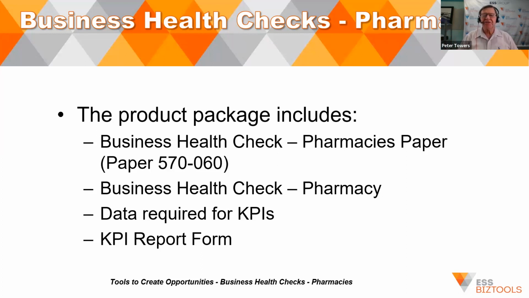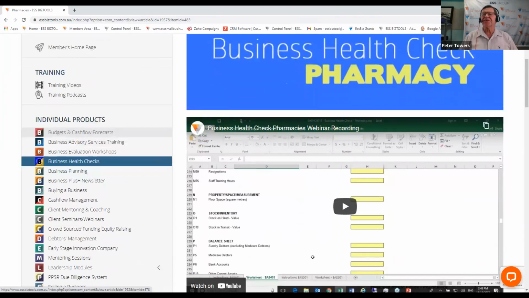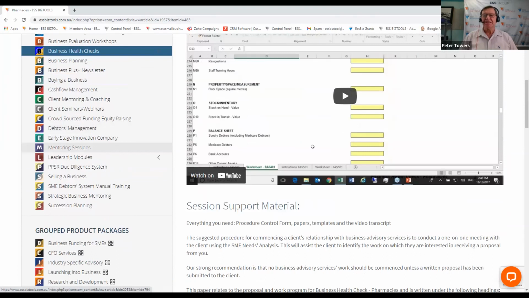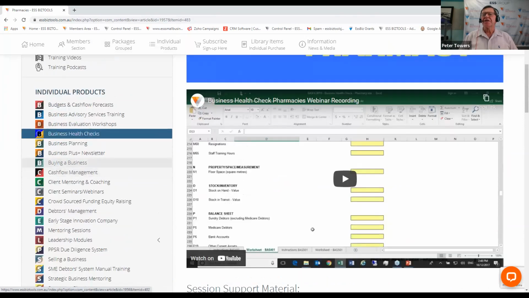So we're just going to go now to share the ESS BIZTOOLS website. So you should now be able to see Business Health Check Pharmacy. So I've removed this from the individual products, which are on the left-hand side of your screen, which is a list of some of the product packages within ESS BIZTOOLS. In total, there are 32 of these product packages. And I've already gone through the business health checks and identified the pharmacy. So that's the pharmacies that we have.